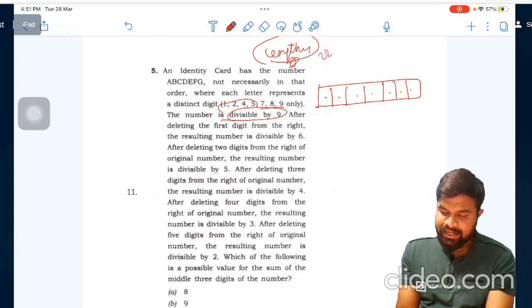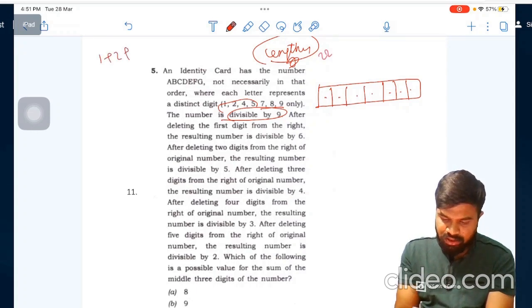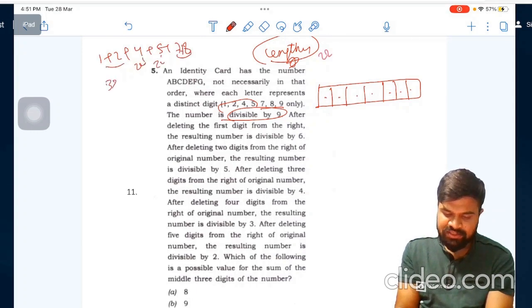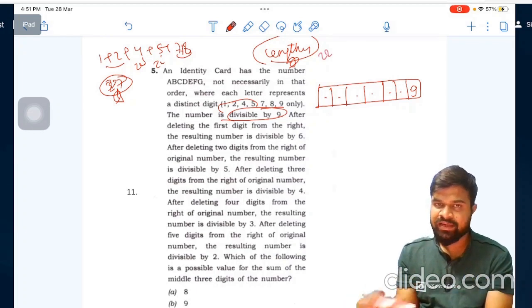It is a 7-digit number, and the complete number is divisible by 9, and the sum of digits is 1 plus 2 plus 4 plus 5 plus 7 plus 8, 8 and 7 is 15, 15 plus 5 is 20, 20 plus 4 is 24, 24 plus 3 is 27, which is already divisible by 9. Therefore the last digit should be occupied by 9, because if 9 is not in that place, then the number will not be divisible by 9.